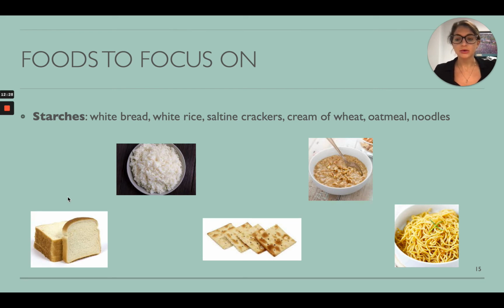uncooked bread or toast. And then saltine crackers are going to be a nice, easy food on the stomach. They do have some salt on them, which can actually help, a little bit of salt to alleviate some symptoms. And then cream of wheat and oatmeal, again, a nice, warm, bland food on the stomach. And then plain noodles, which again, nice and easy to digest.